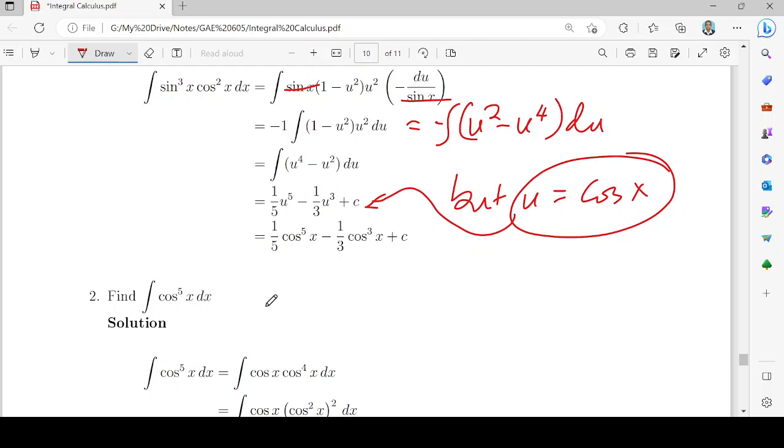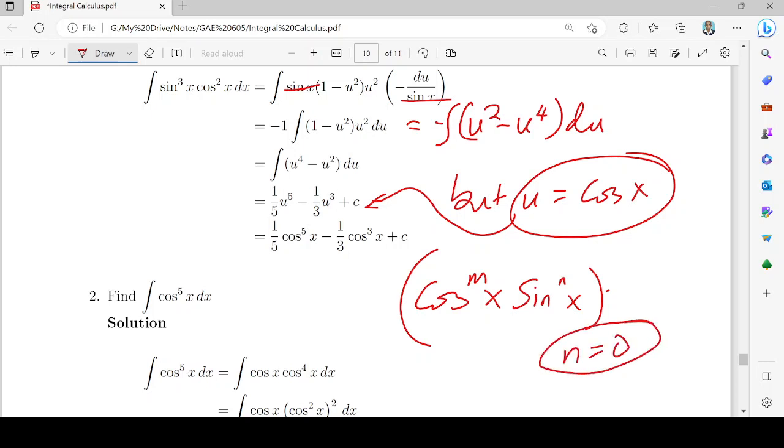Now, sometimes we may not have both factors, because when we write cosine of x raised to power m times sine of x raised to power n, it is possible to have n being equal to 0. And if n is 0, this one will become 1, so that we have just cosine of x raised to power m. So we have an example here of that kind of a function.